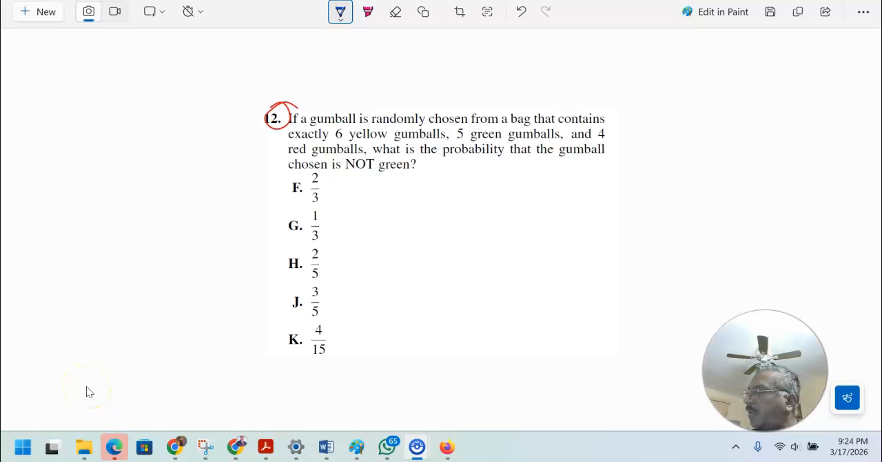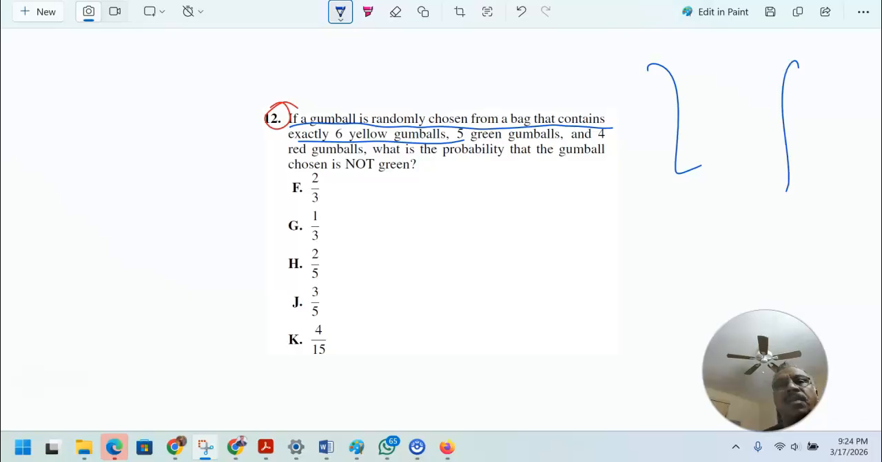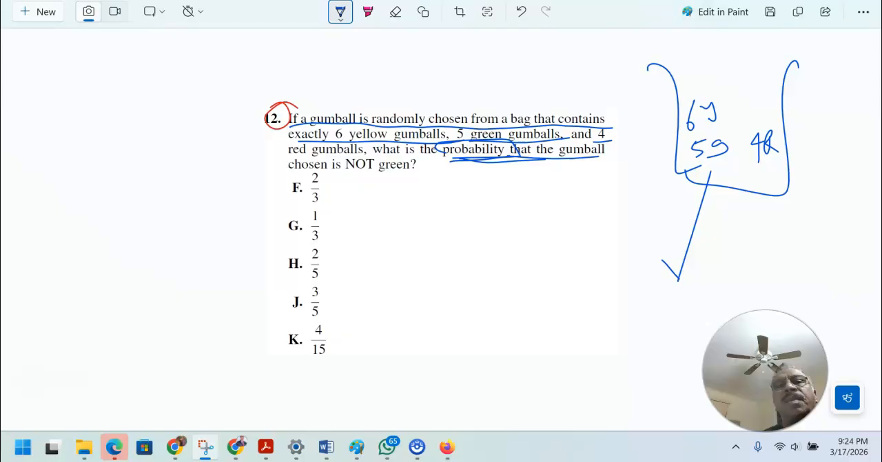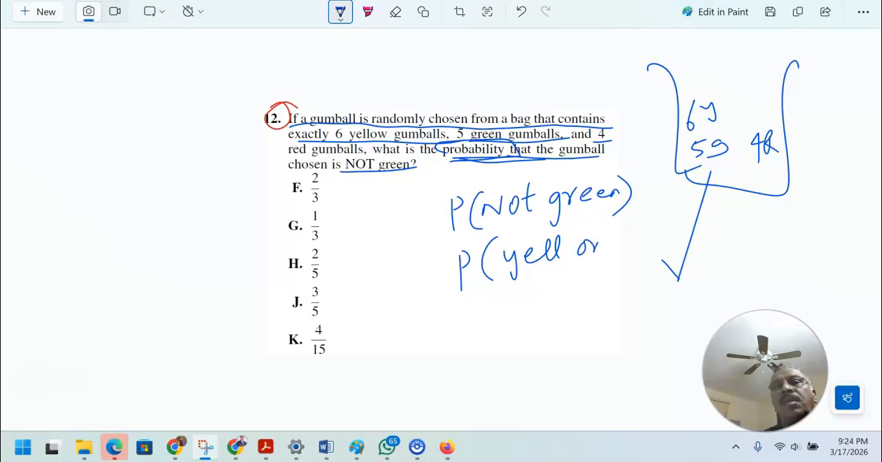So question number 12 says, a gumball is randomly picked from a bag that contains exactly 6 yellow, 5 green, and 4 red. So you're picking one of these randomly. The question is, what are the chances? What does probability basically mean? The probability that the gumball is not green. What is the meaning of this? Not green basically means it is other than green. That means it is either yellow or red.